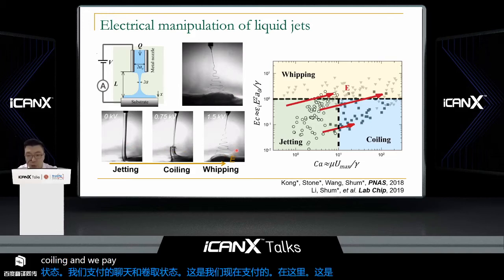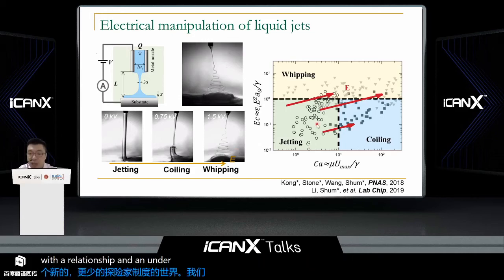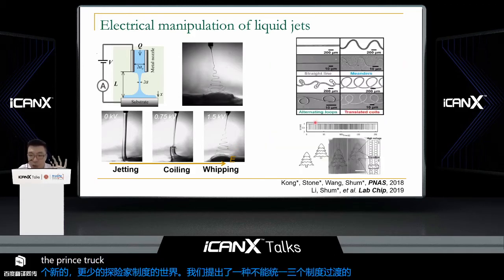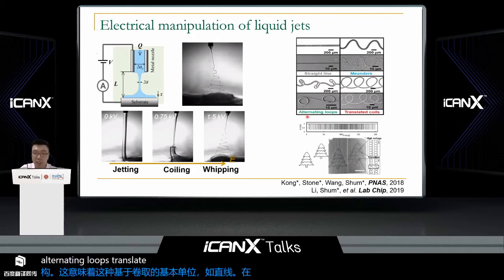In particular, the coiling is a relatively new and less explored regime. And we came up with a relationship and an understanding that can unify the transitions of the three regimes that enabled us to controllably print structures that use coil-based basic units, such as straight lines, meandering lines, alternating loops, translated coils as the basic printing units and print different patterns.